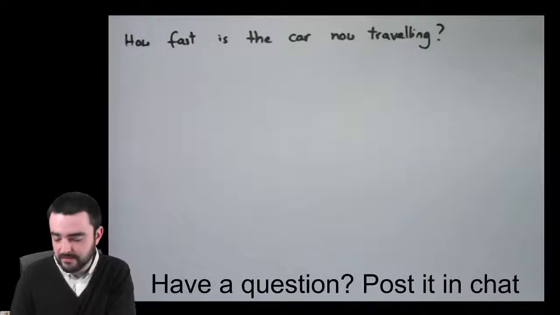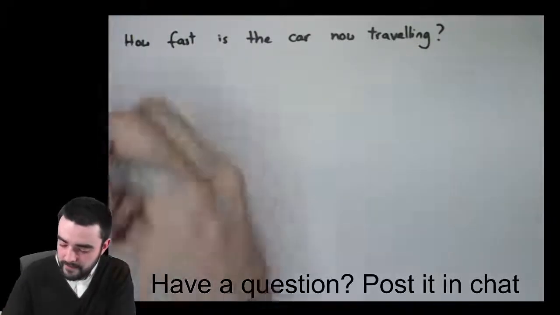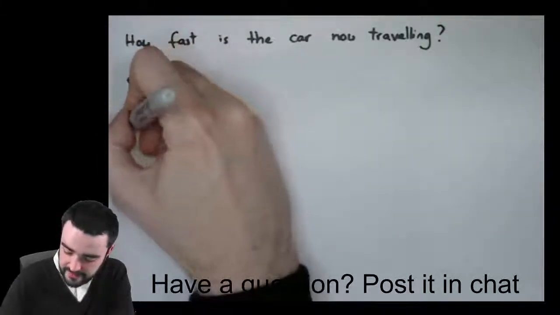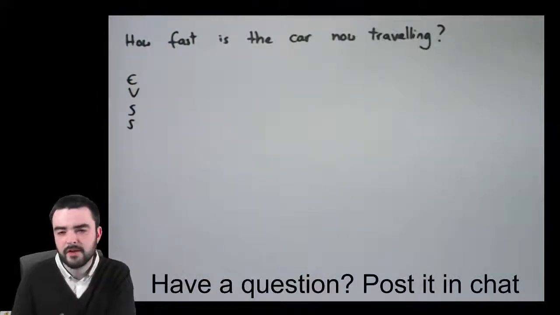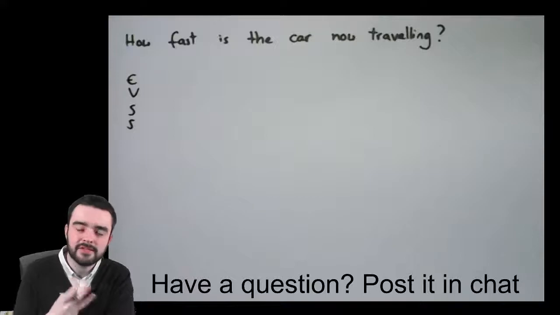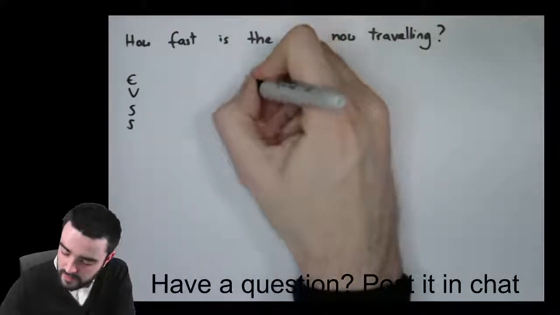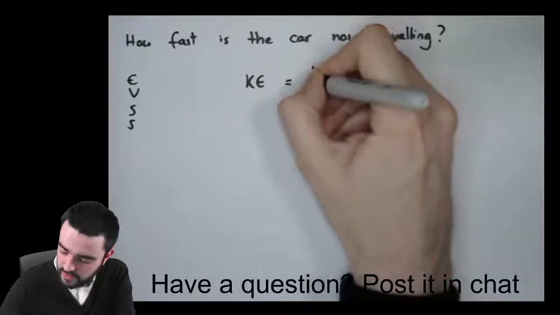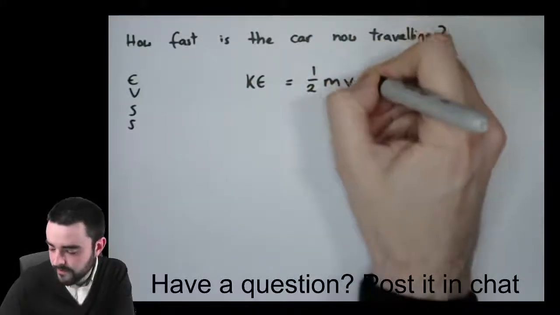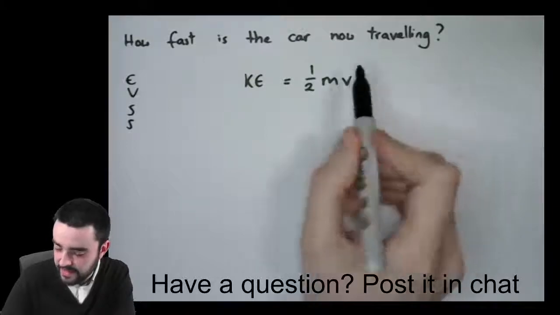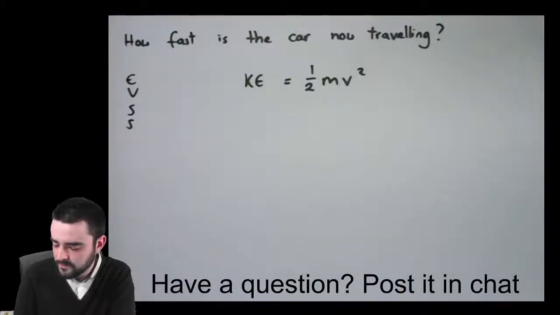Okay, so how fast the car is travelling. We're making that assumption. So the first part of EVs is to write the equation. So how fast is it travelling? Well, how can we relate speed and energy? Well, we can think of kinetic energy. So KE is equal to a half mv squared. So we've got our speed in there, so we can find out how fast it is.